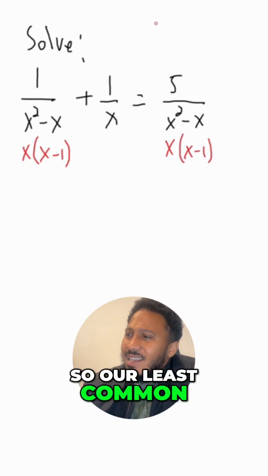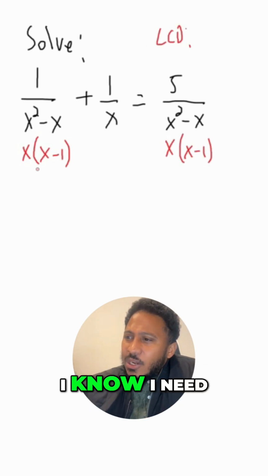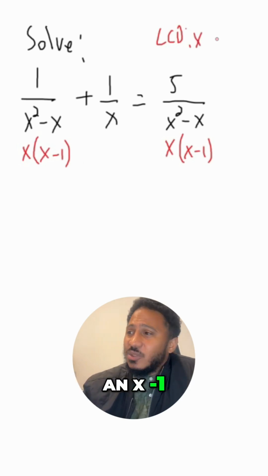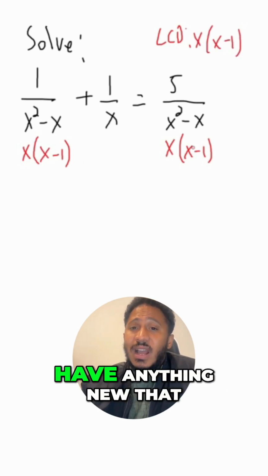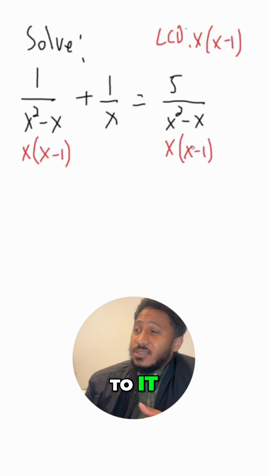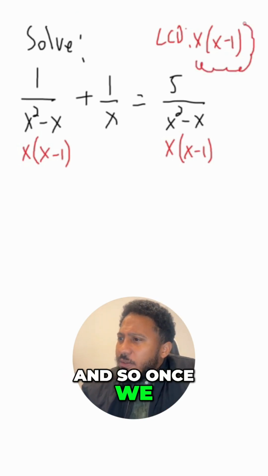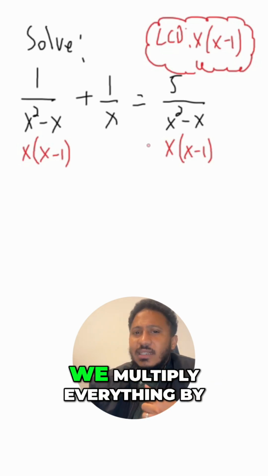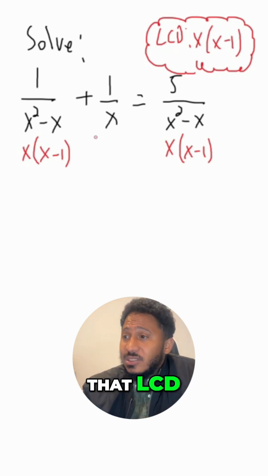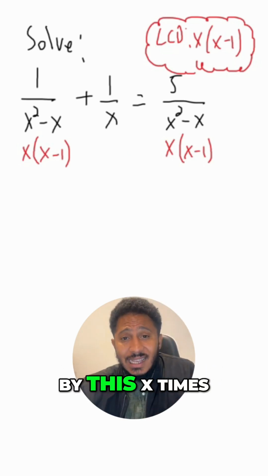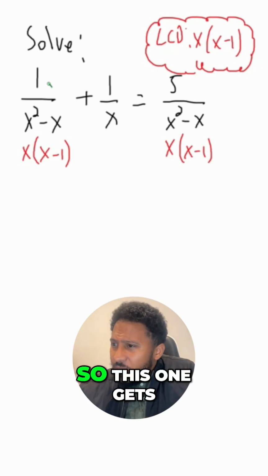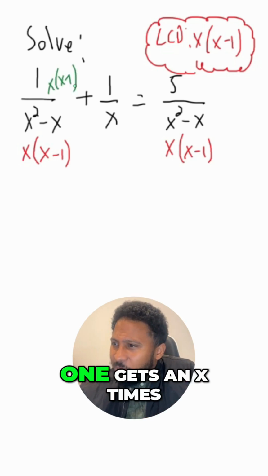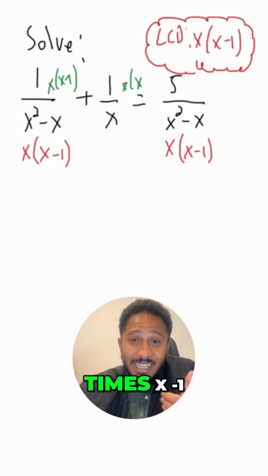All right, so our least common denominator here would be, okay, I know I need an x. I know I need an x minus 1. And then, well, these two denominators don't have anything new that I need to add to it. So here's our LCD. And so once we find that LCD, then when solving these rational equations, we multiply everything by that LCD. Okay, so we multiply everything by this x times x minus 1. So this one gets an x times x minus 1, and everybody gets an x times x minus 1.